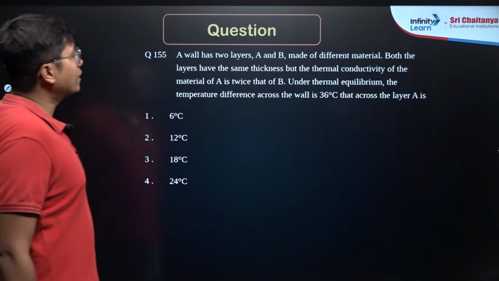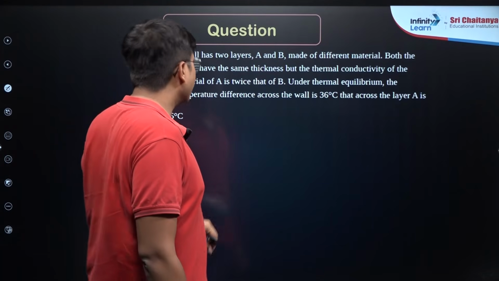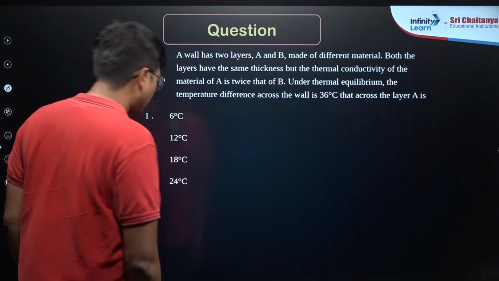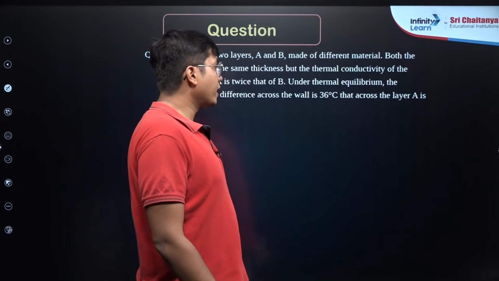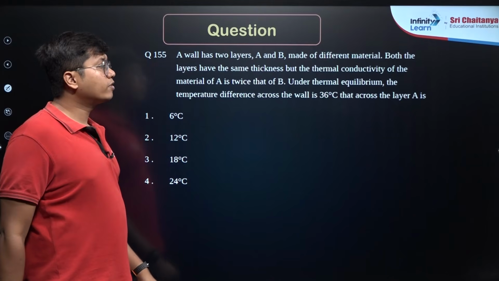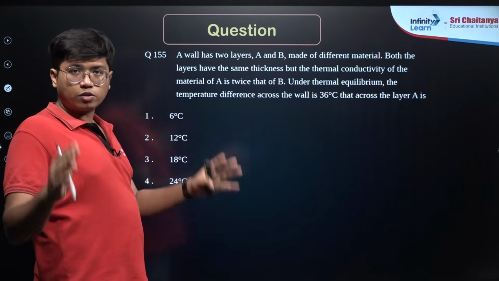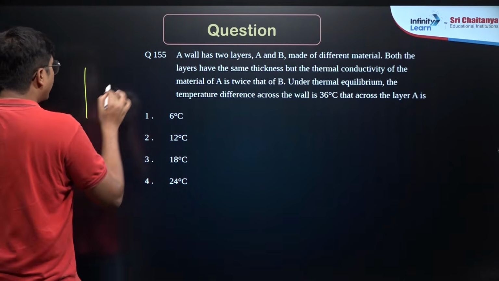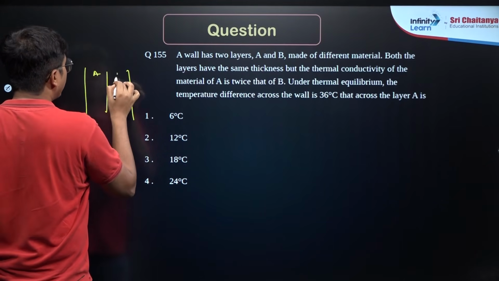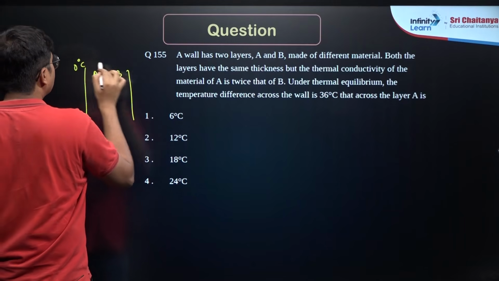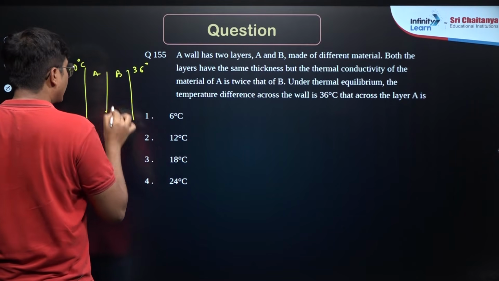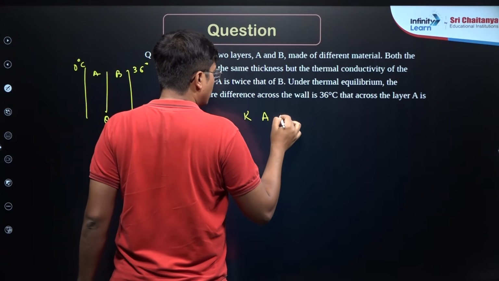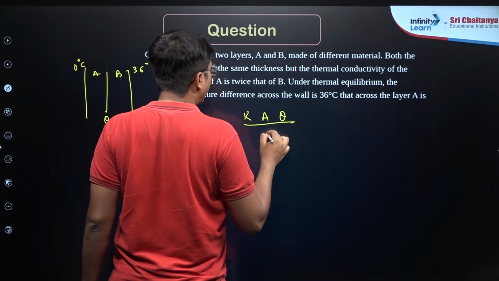Next one says a wall has 2 layers, A and B, made of different materials. Both the layers have the same thickness, but the thermal conductivity of material A is twice that of B. Under thermal equilibrium, the total temperature difference across the walls is 36 degrees Celsius. So the temperature across A is what? Assume this is A, this is B. Assume this is 0 degrees Celsius and this is 36 degrees Celsius. Over here, let the temperature be theta. You know K into area into temperature difference of theta minus 0 divided by the length.